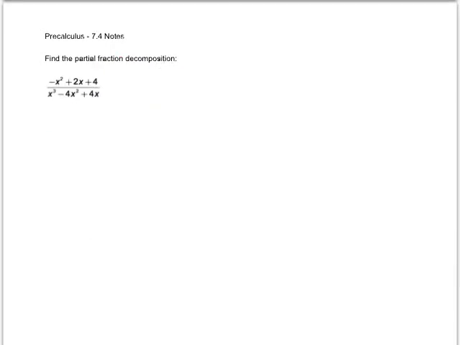For this particular one, we've got to do some factoring first. So go ahead and factor the denominator. You can factor x out. That gives you x squared minus 4x plus 4. And then factor that. So this is going to be x times x minus 2 times x minus 2.